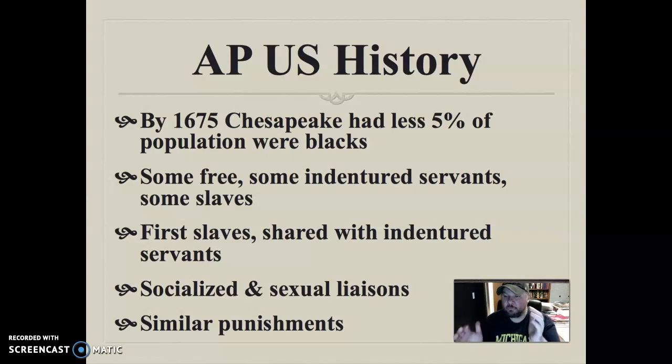So you did have black and white working side by side. They socialized together. They had some relationships, some sexual liaisons. They had similar punishments. A lot of times they would plot against their owners, and they would do things, whether it was stealing or whatever, and when they were caught, the punishments were pretty similar. So this is going to drastically deteriorate for the black slaves. As we go further on, treatment is going to get worse and worse and worse.